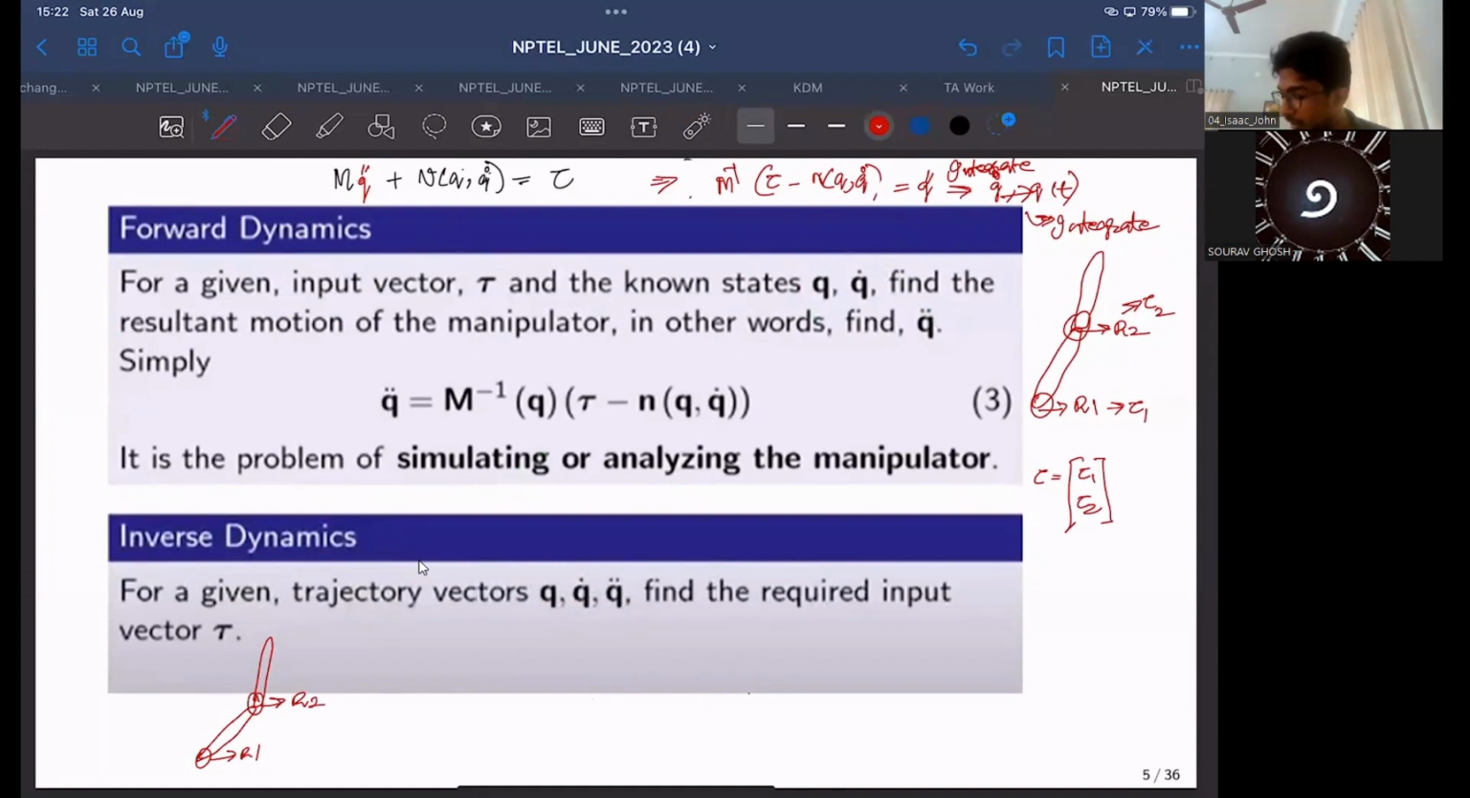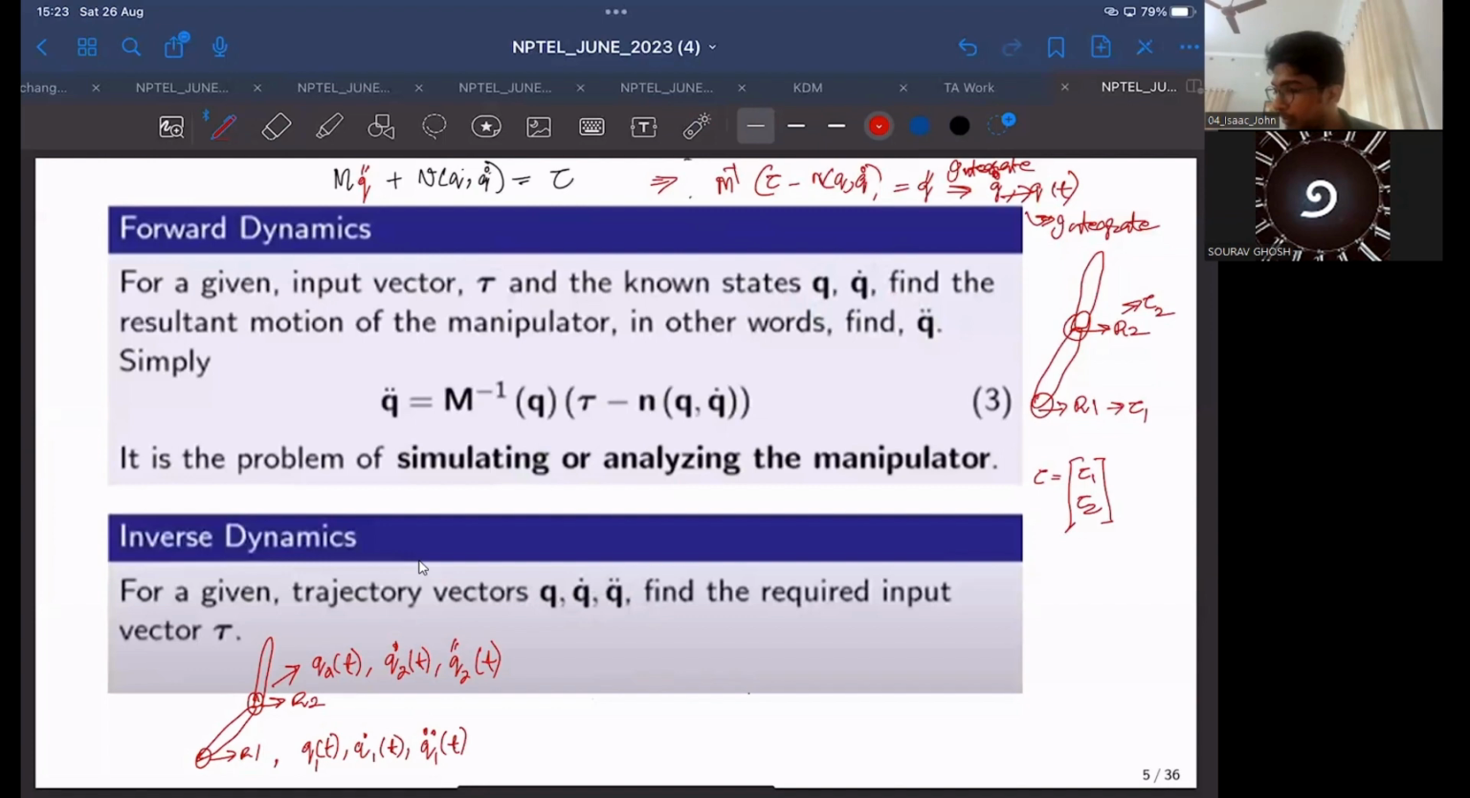So if you want the first joint to move as per the trajectory q1 of t, q1 dot of t, q1 double dot of t, and we would want the second joint to move as per q2 of t, q2 dot of t, q2 double dot of t, right? If this is how we want to control the robot, then what should be the forces that we would be giving onto each of these joints? So that is the inverse problem, right?